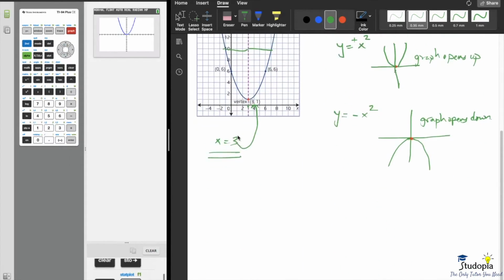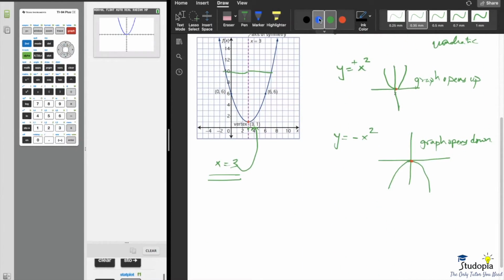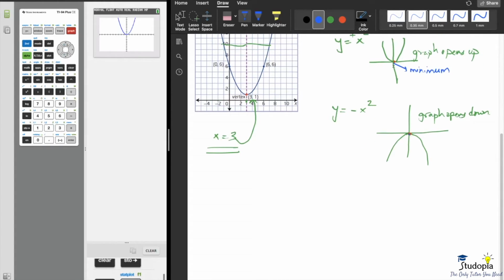Alright, so here's another concept that you need to know. If your graph is opening up, your vertex makes a minimum point. Okay, this is going to be your minimum. If your graph opens down, this point, the vertex, is going to make a maximum. Obviously, because if you're looking at a parabola like that, that's your maximum point. If you're looking at this parabola, this is your minimum point.